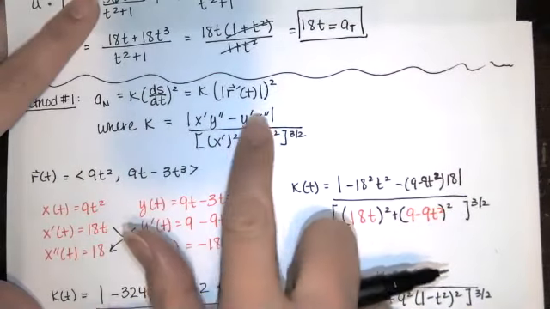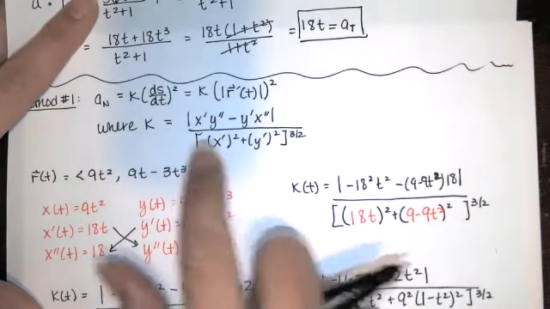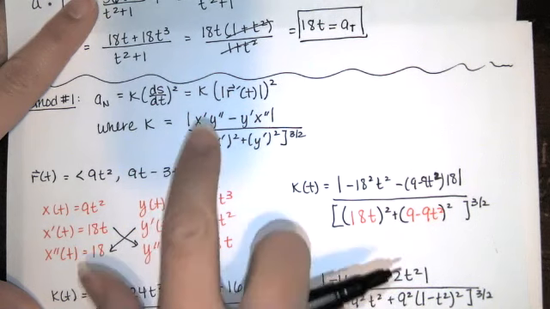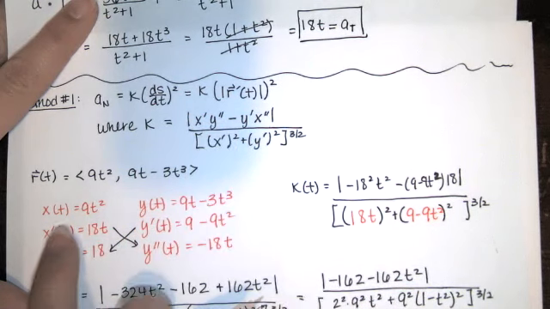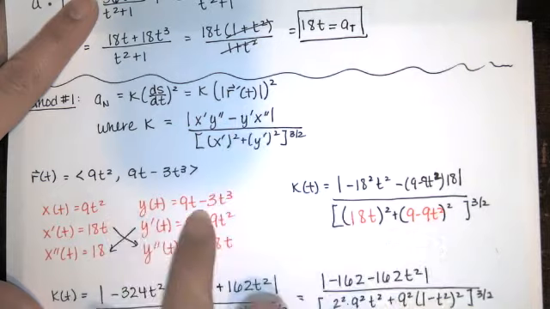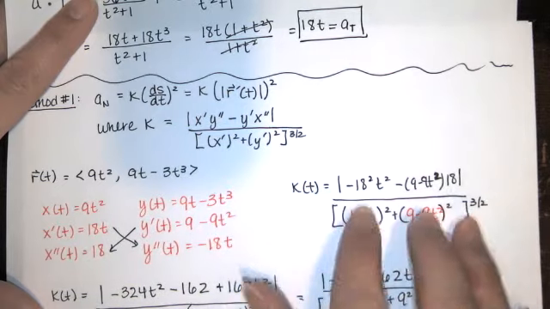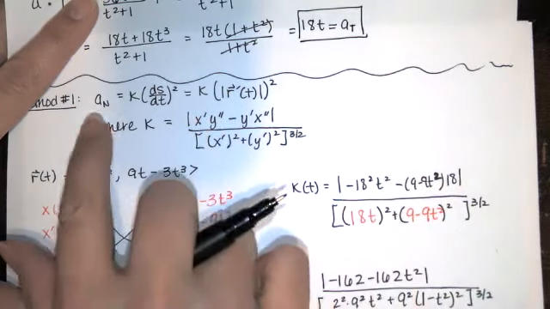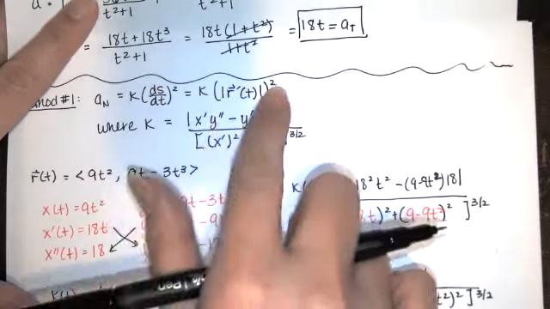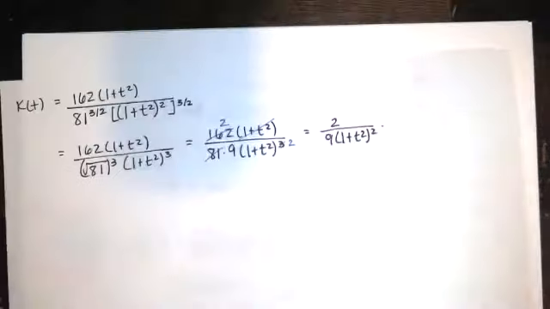So we said we want to use this formula. We're going to find x prime, x double prime, y double prime, substitute into the curvature formula and simplify. And then a sub n is the speed squared times curvature.